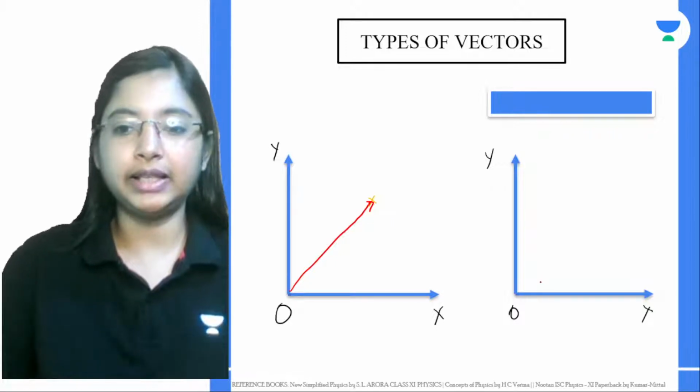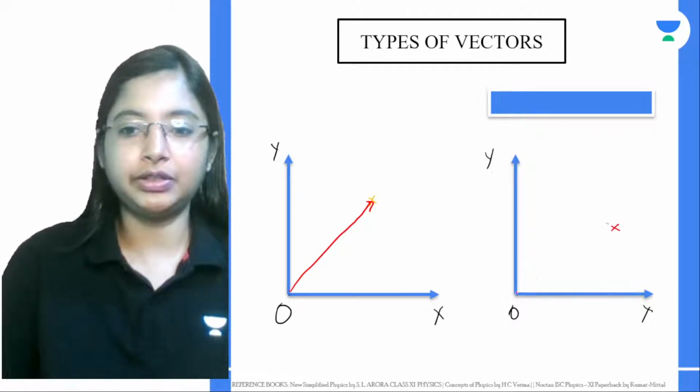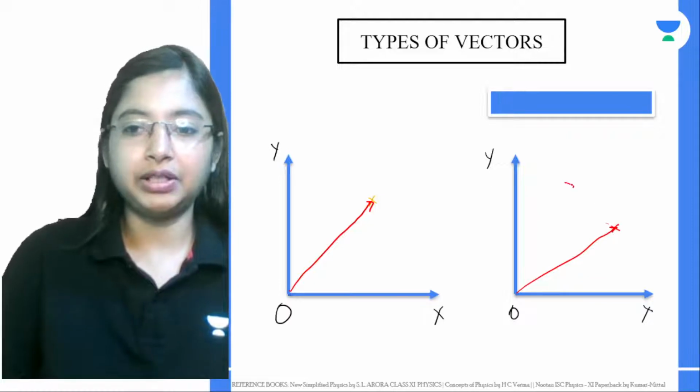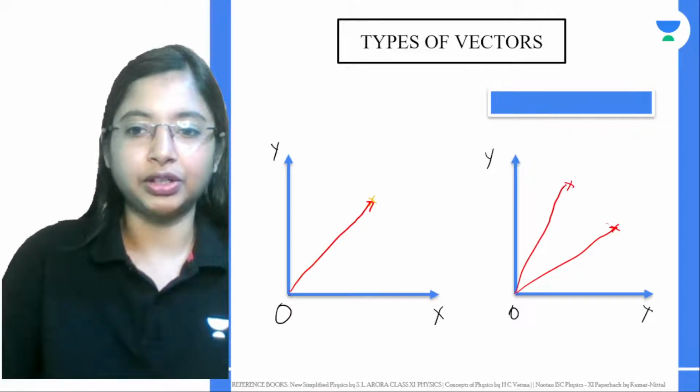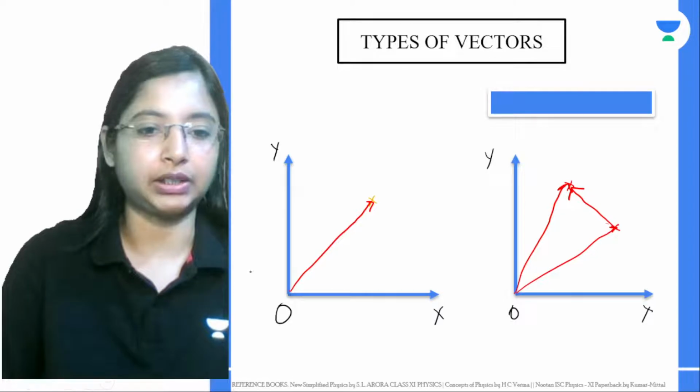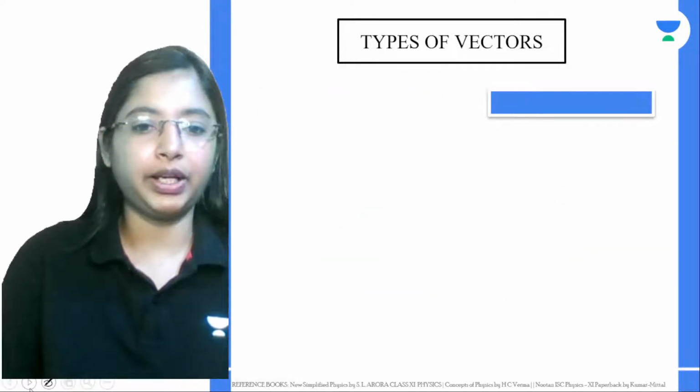Now let's say B was initially at this position over here, and after some time it moved to this position. Now the distance from the initial to the final position, this vector is called the displacement vector. This is a position vector, this is a displacement vector. It's a quick recap on that.